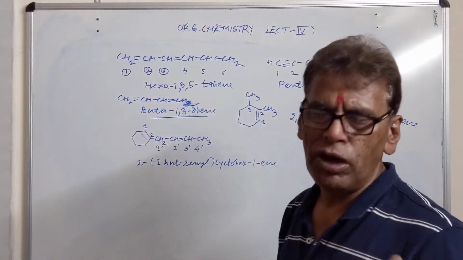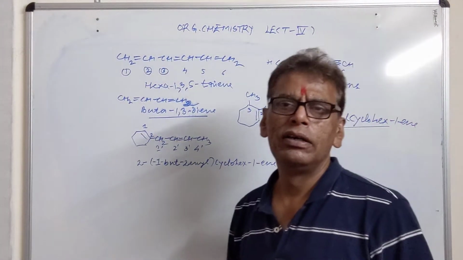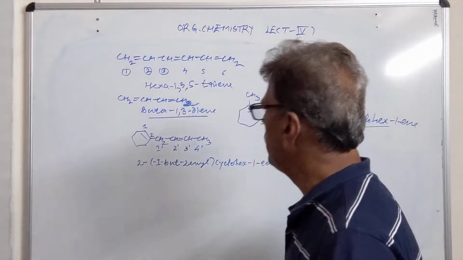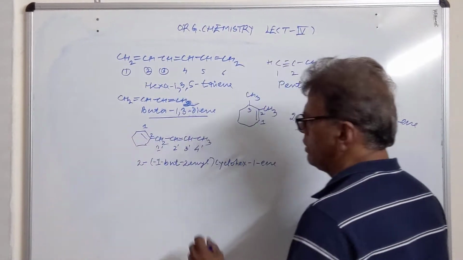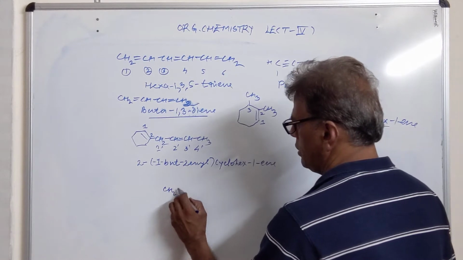If the number of carbons would have been more in the side chain, then that would have been considered as a parent system. For example, we have this system.